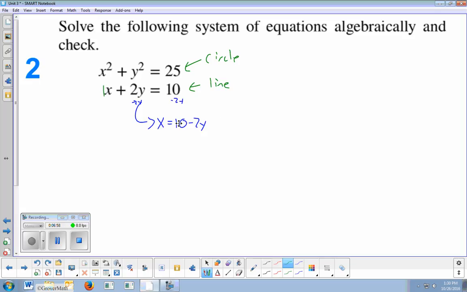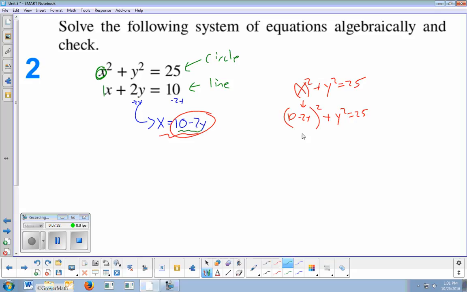Now what I can do is substitute 10 minus 2y in for x into the other equation. So the circle here is x squared plus y squared equals 25. Well, I can replace x with what I just found x to equal, and that is 10 minus 2y. Sorry, very sloppy. Let me clean this up. (10 minus 2y) squared, because x was being squared, so I'm replacing x, and what goes in there is now going to be squared, plus y squared equals 25.